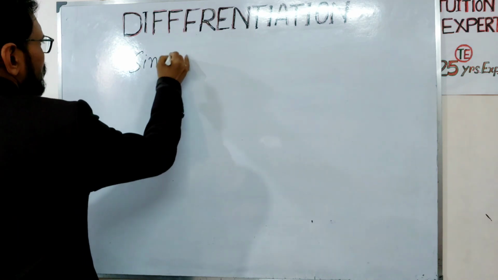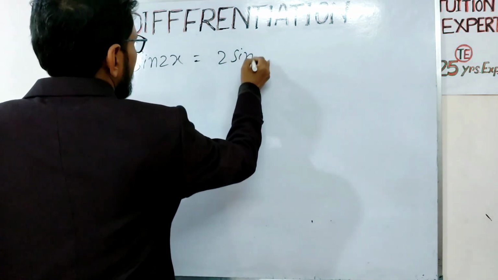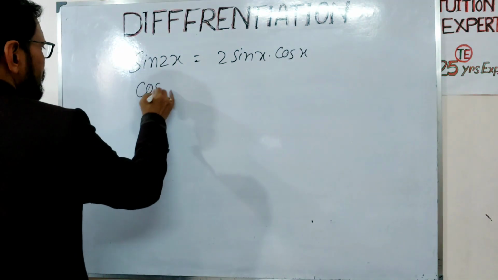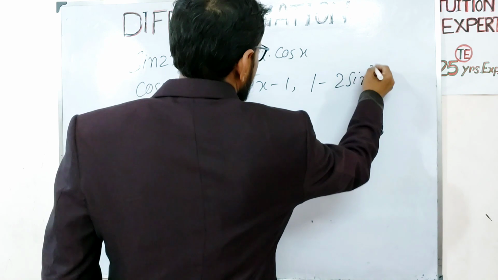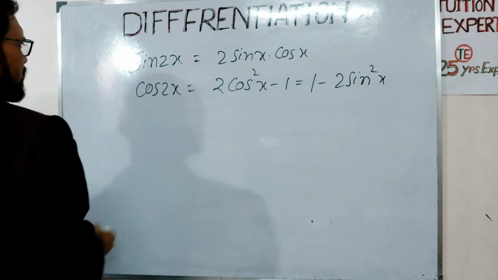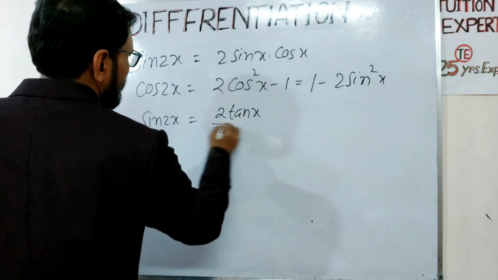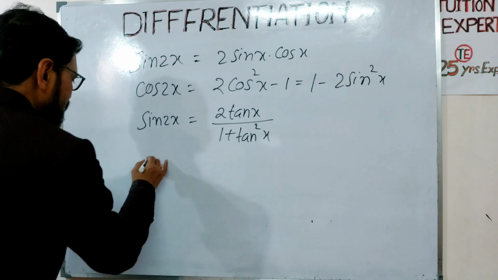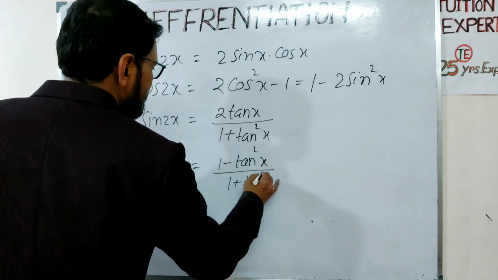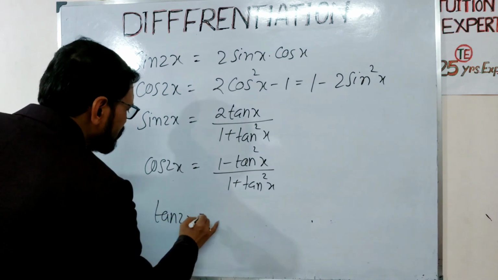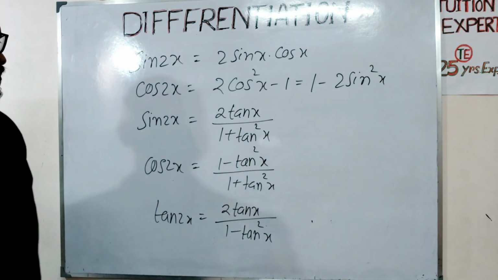Very important for derivative of inverse function: sin 2x equal to 2 sin x cos x, cos 2x equal to 2 cos square x minus 1 or 1 minus 2 sin square x. This formula is required. And sin 2x in terms of tan is 2 tan x by 1 plus tan square x, cos 2x equal to 1 minus tan square x by 1 plus tan square x, tan 2x equal to 2 tan x by 1 minus tan square x. So this formula is also required.